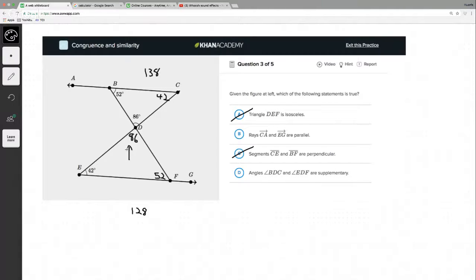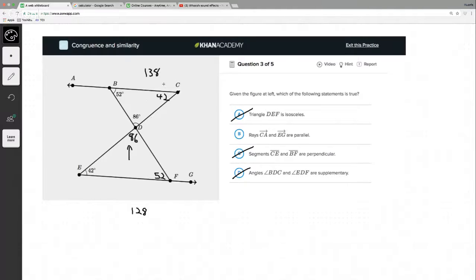Angles BDC and EDF are supplementary. They are not supplementary. They are vertical angles. If they added up to 180, yes, but they add up to 172. 86 and 86 would have to add up to 180. So we've chosen B by process of elimination regardless.